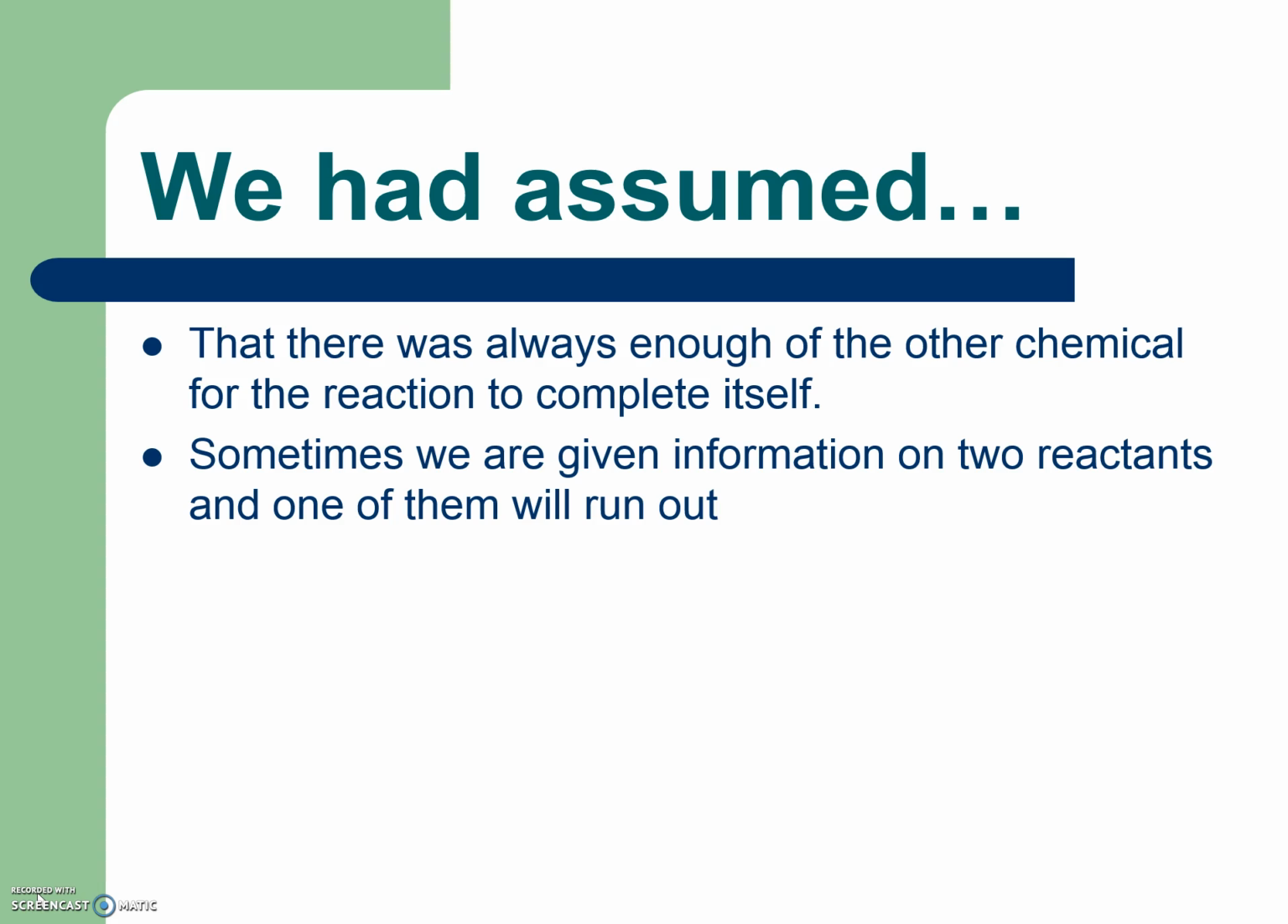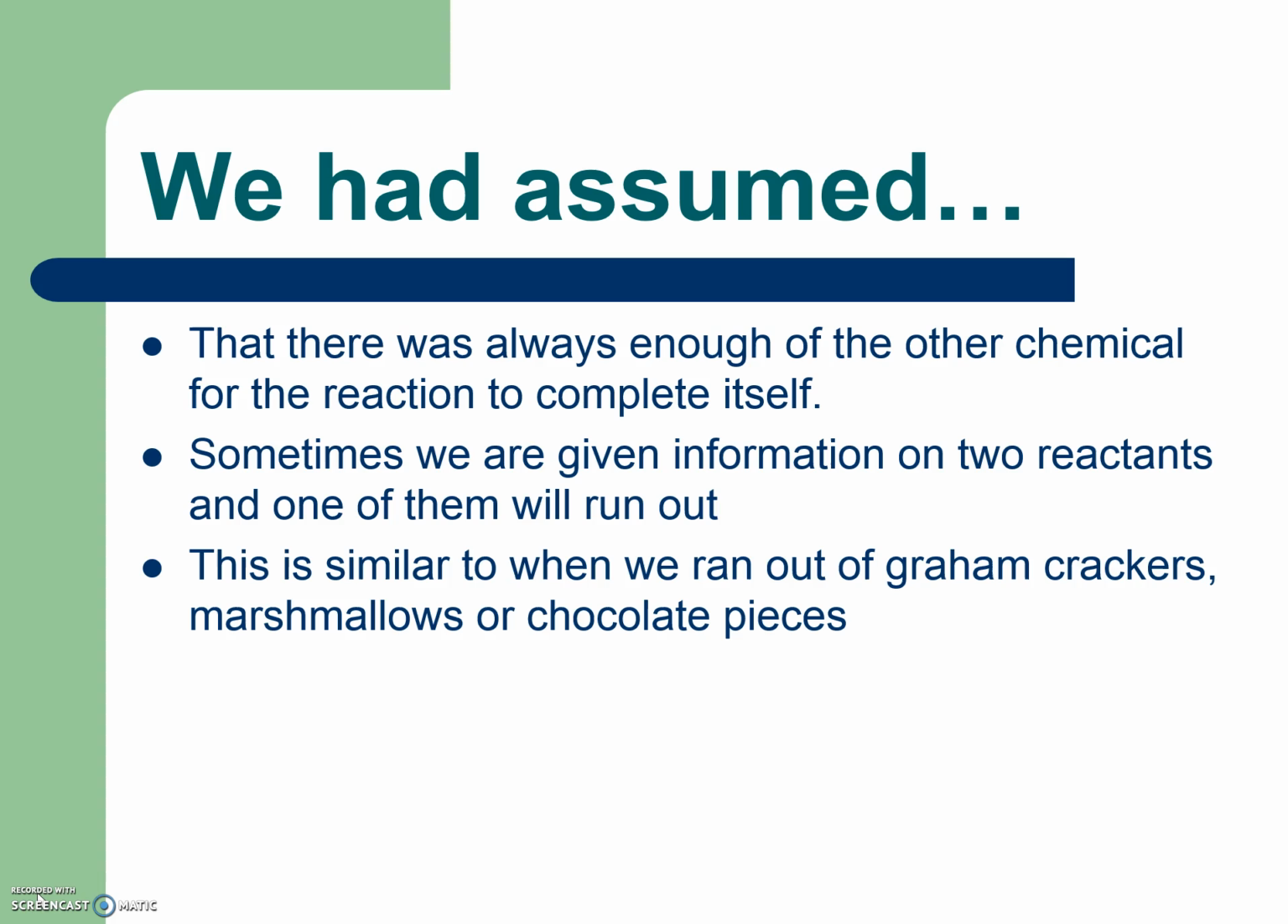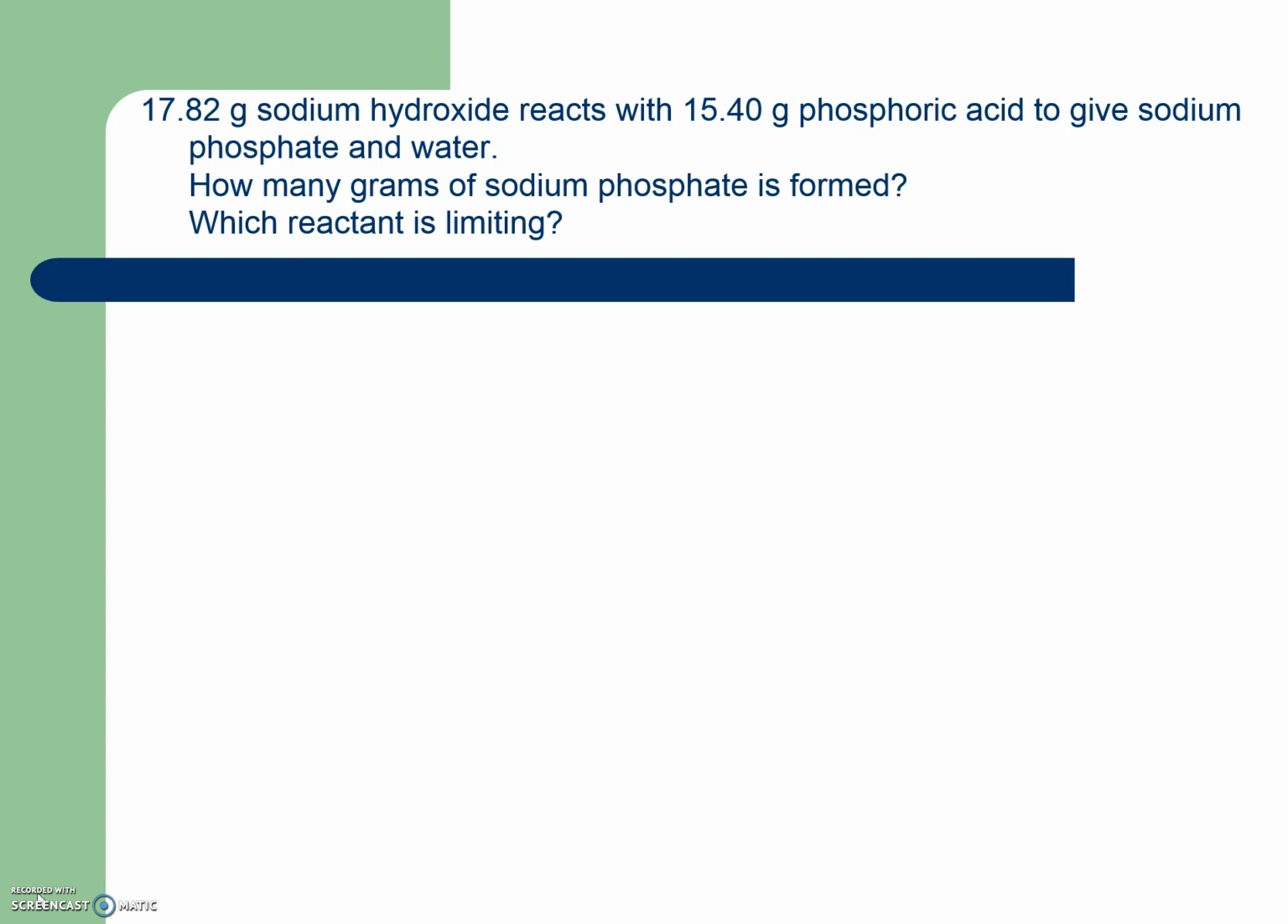But in a limiting reactant problem, we'll be given information on two reactants, and one of them will run out. One of them will get used up. This is similar to when we ran out of graham crackers or marshmallows or chocolate pieces. So what does a problem like this look like? It says something like this. You're given two amounts to start with.